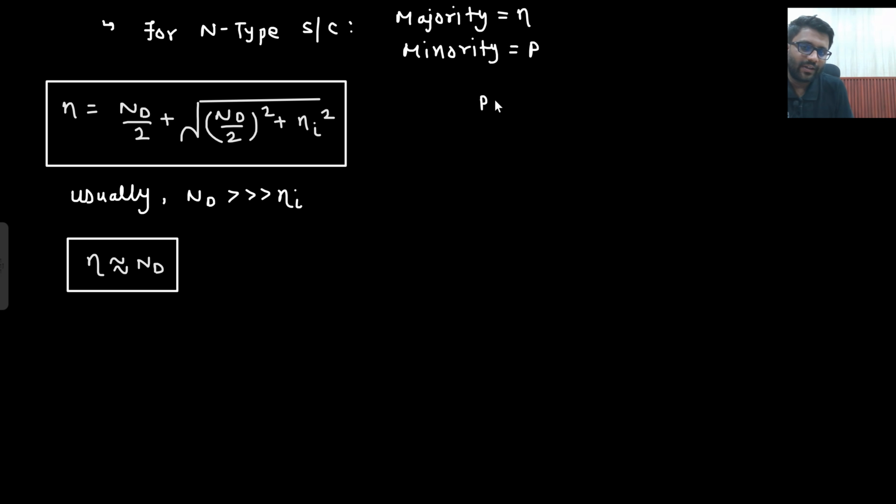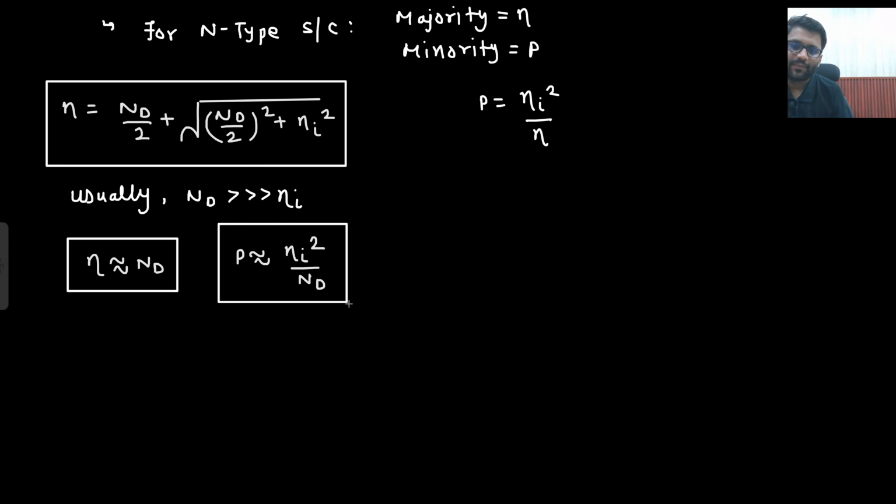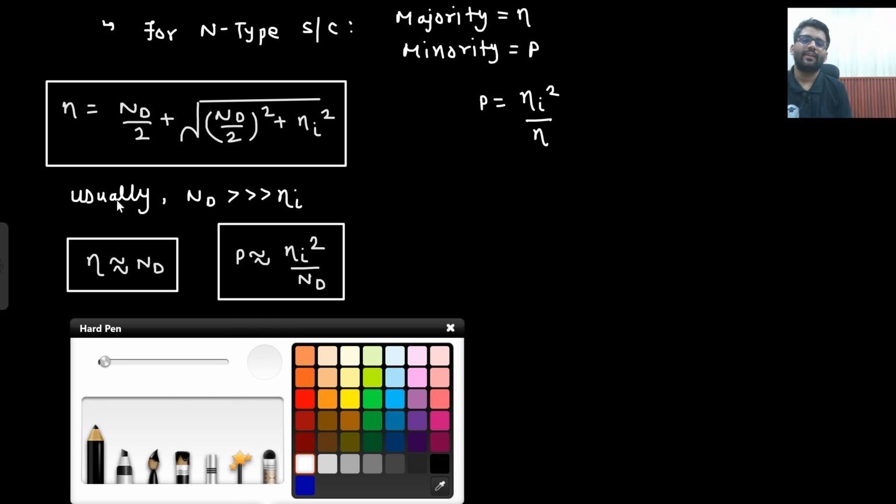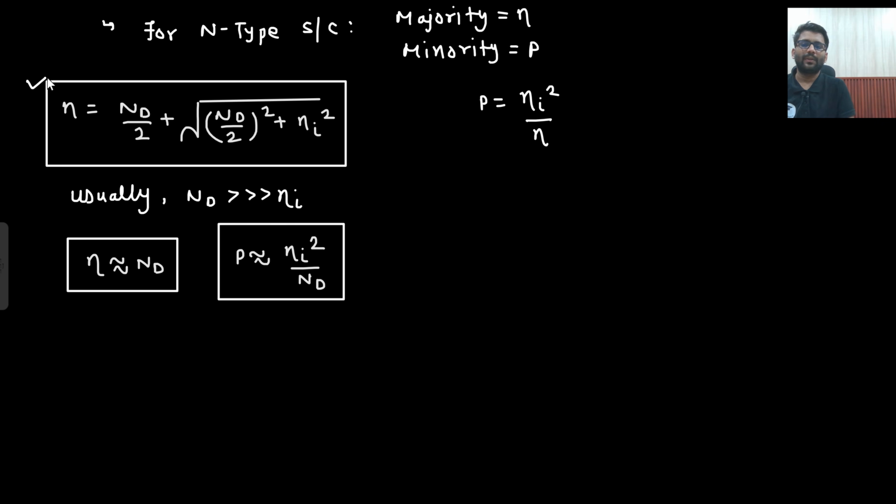And what is the minority carrier concentration? That was Ni square by N, right? So roughly that would be equal to Ni square by Nd. There you go. So this is for the N-type semiconductor. This formula you should keep in mind.